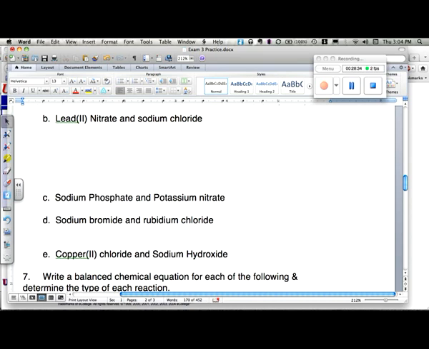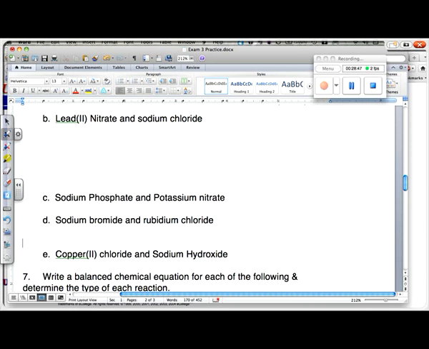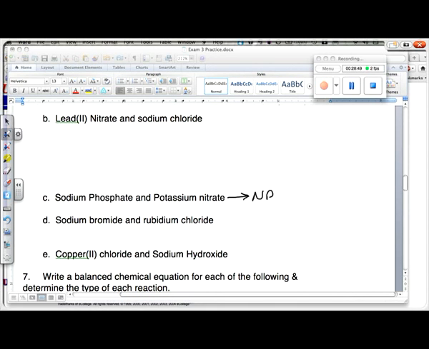Are we going to need the space for D? I see sodium and rubidium. Rubidium is from group 1 as well. So sodium chloride and rubidium bromide are both soluble. So we still have the same 4 ions floating around in solution. So no reaction on C, no reaction on D.